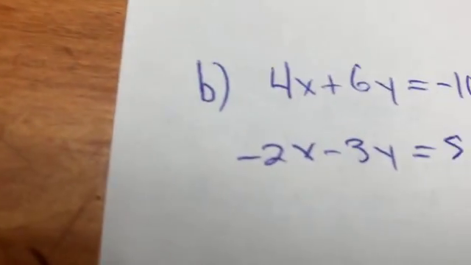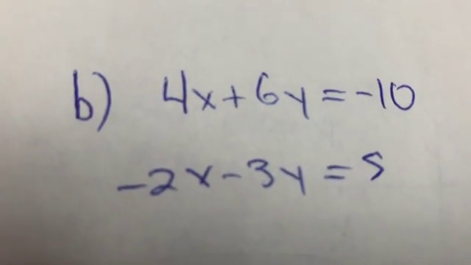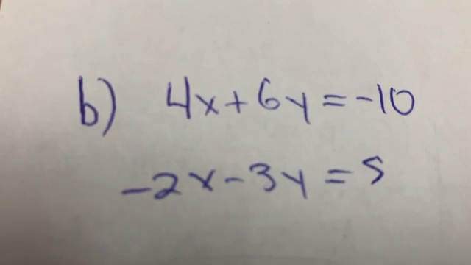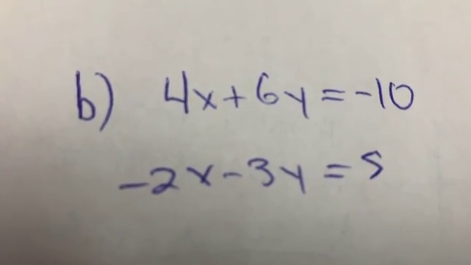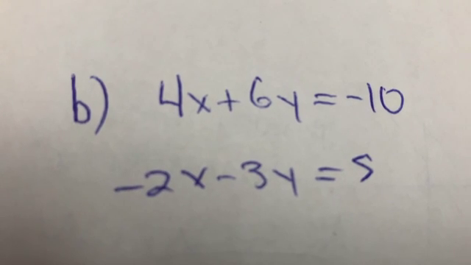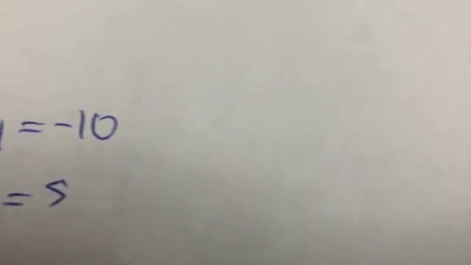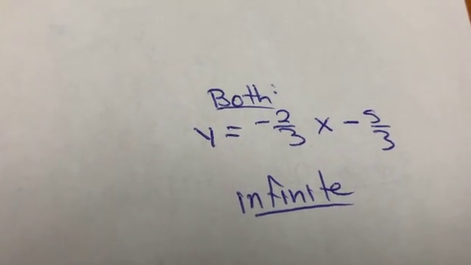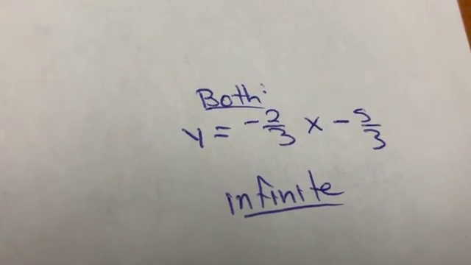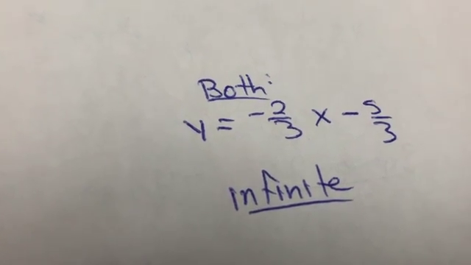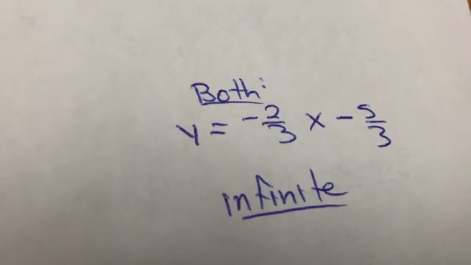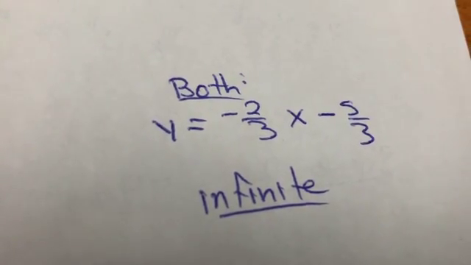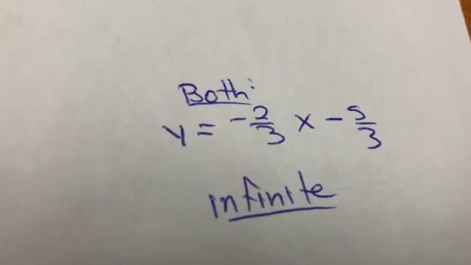Now, the next system, part B, is these two equations here: 4x plus 6y equals negative 10 and negative 2x minus 3y equals 5. Now, if I do the same kind of work and solve for y, what I'll find is that both of those equations solve to give me the exact same y equals mx plus b equation. They have the same slope, yes, but they also have the same y-intercept, which means one line is being drawn right on top of the other, and every point on the line is a solution to that system. Infinite solutions.